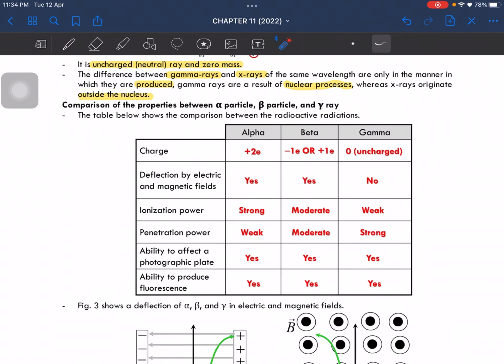So the charge untuk alpha is positive 2e, beta they ada negative and positive, and then gamma is uncharged. Deflection by electric and magnetic field, only alpha and beta are affected. Gamma no. Ionization power, gamma is the weakest, whereas alpha is the strongest. Penetration power pula, of course gamma is the strongest one, and then all three of them have the ability to affect a photographic plate and also produce fluorescence untuk all three of these.